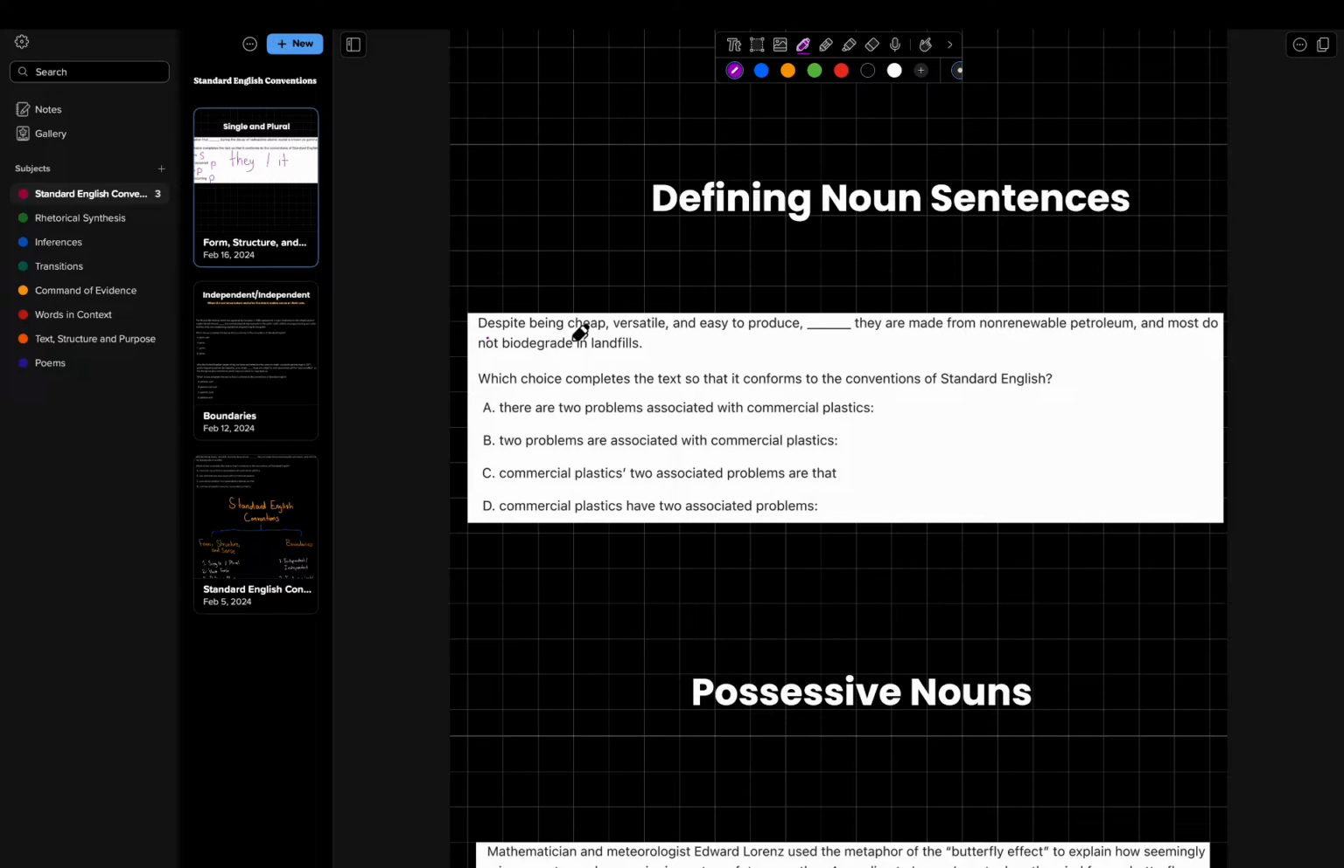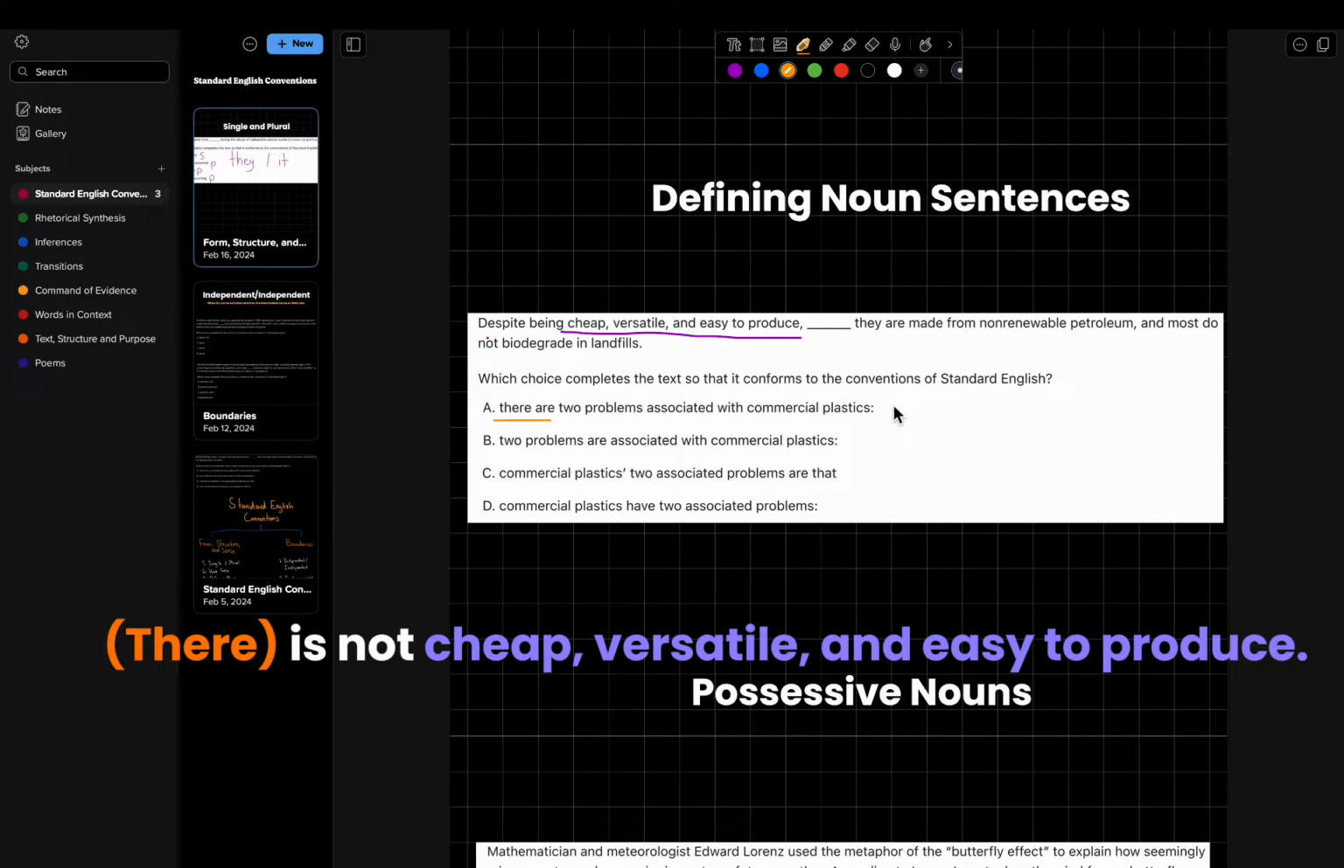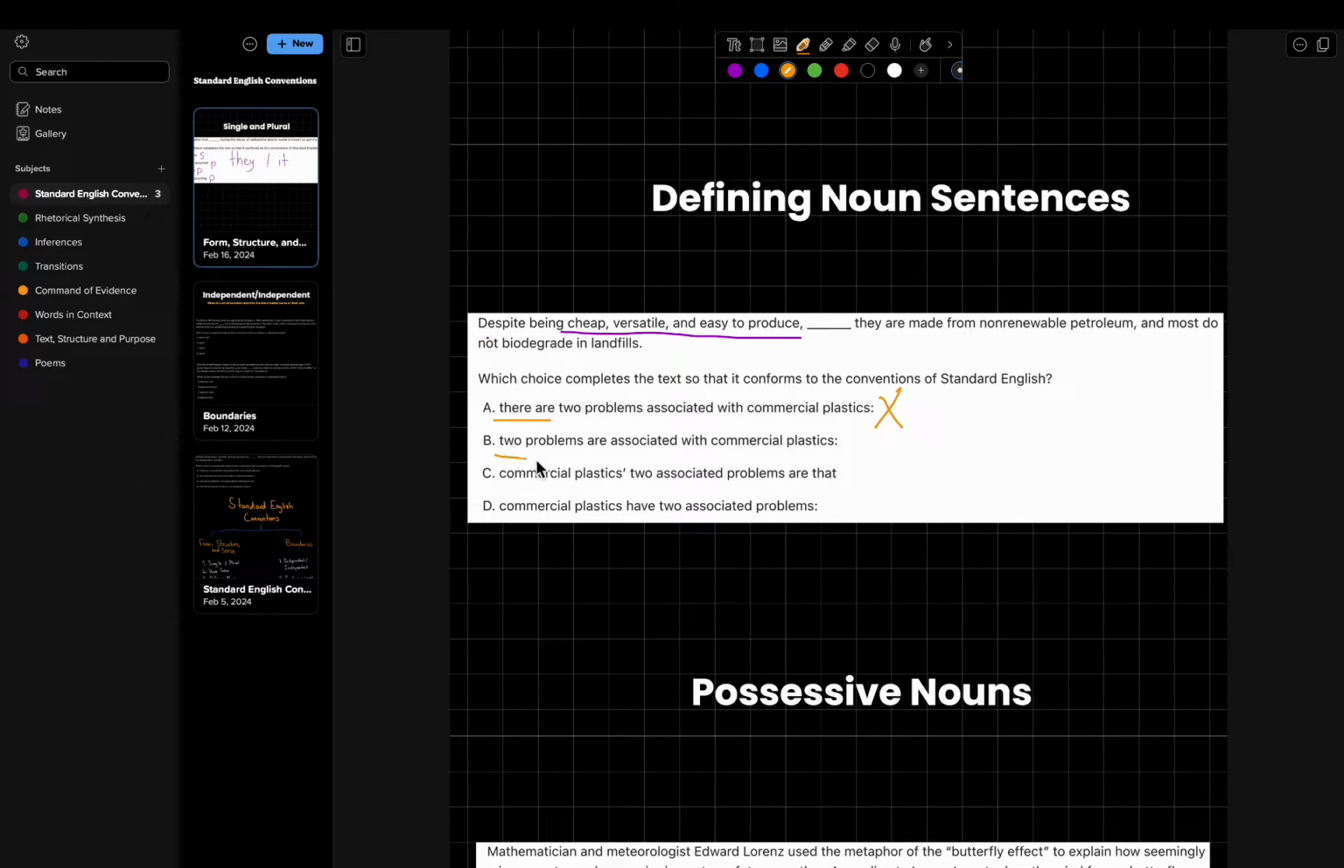Let's read the line before the blank for this question. Alright. Despite being cheap, versatile, and easy to produce, blank. So here we see the noun or noun phrase has to be cheap, versatile, and easy to produce. Choice A. There are two problems associated with commercial plastics. As we can see, the first word is there. There is not a name, and there is not cheap, versatile, and easy to produce. So it is wrong.